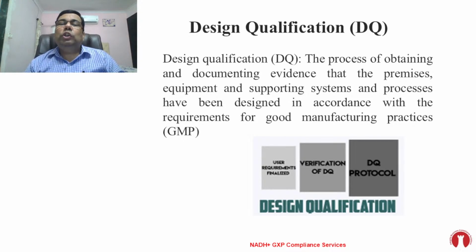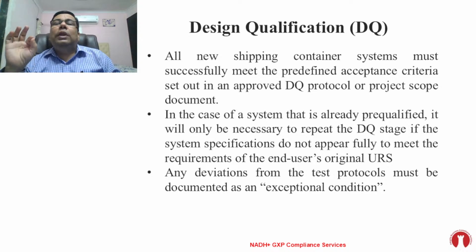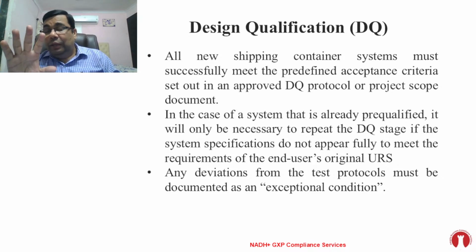Now, a very important point is what should be in the design qualification for shipping containers. That is our today's topic, right? Yes or no? So what should be in the design qualification? The very important thing is all new shipping container systems must successfully meet the predefined acceptance criteria set out in an approved DQ protocol or a project scope document. So the very important thing is, all new shipping containers should have a DQ. Remember, all these documents are available with the vendor, but they are not being shared with the people at the site. To be very frank, I am telling you.